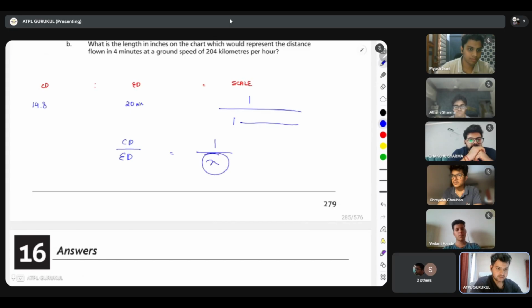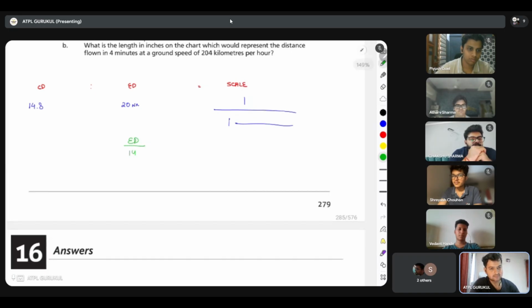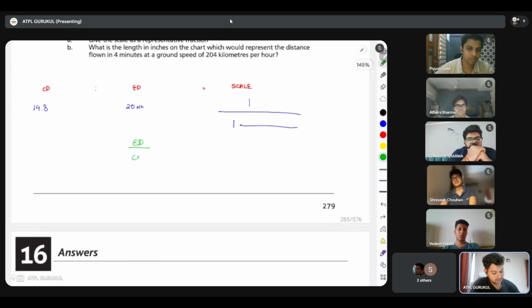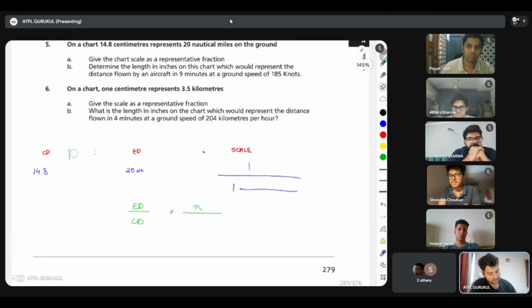The way that I like to do calculations is the other way around. Instead of writing chart distance upon earth distance, I like to do the calculation like earth distance upon chart distance. Why? Because then I will get x as the value on my calculator divided by 1. I like to do it the other way around.